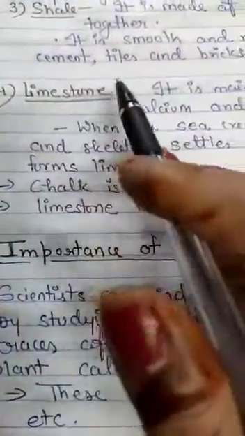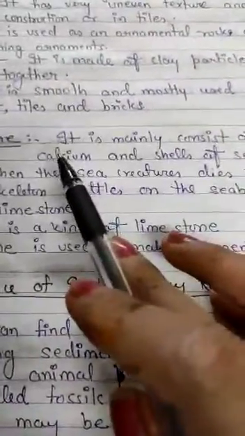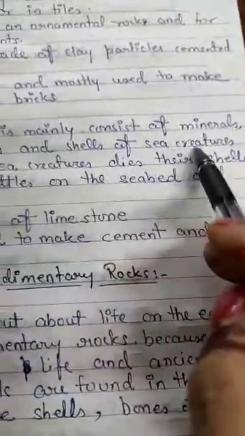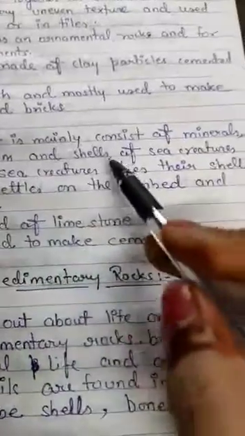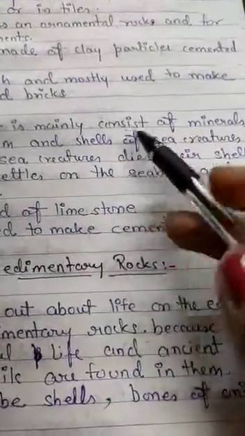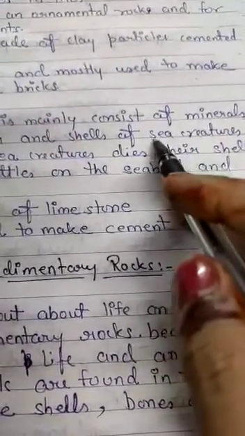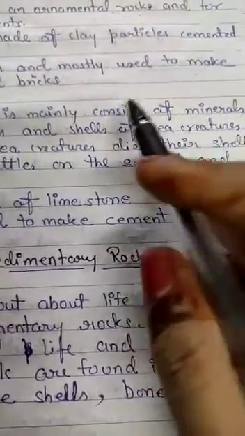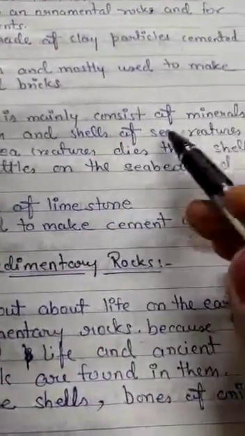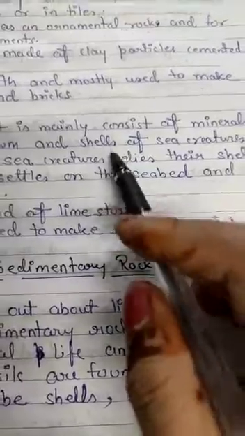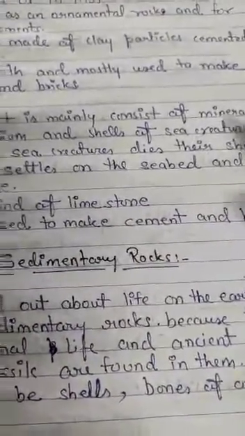Now the fourth one is limestone. It mainly consists of minerals, calcium, and shells of sea creatures. I told you in the last class also that some sea creatures carry shells on their body, like tortoise and snail. There are so many animals which carry shells on their body. So basically it is made up of minerals, calcium, and shells of sea creatures.